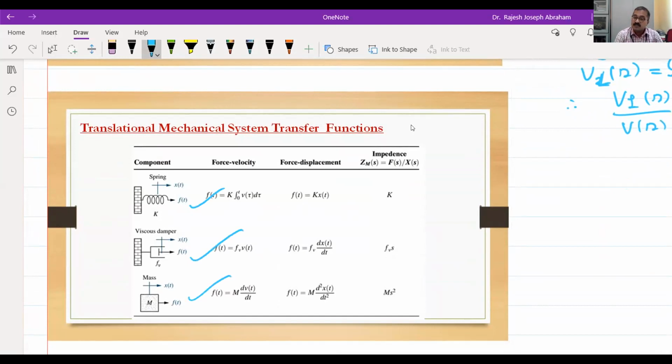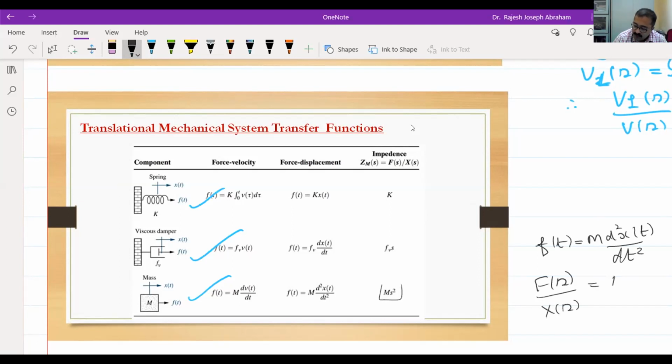What is the force relationship? Force must be equal to m into d square x by dt square. Okay, m into d square x by dt square, right? So if you take the Laplace transform, you will get m into s square. So f of t is m into d square x by dt square, and the ratio F of s by X of s will be s square m. That is what is shown here.